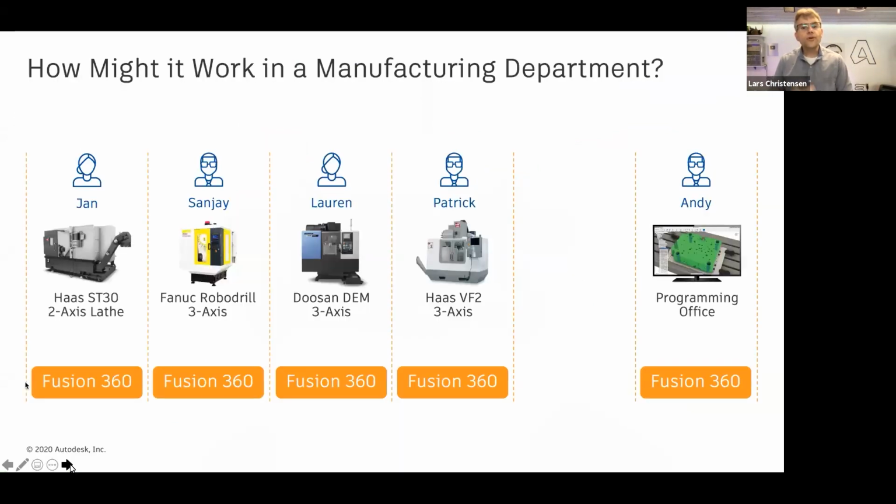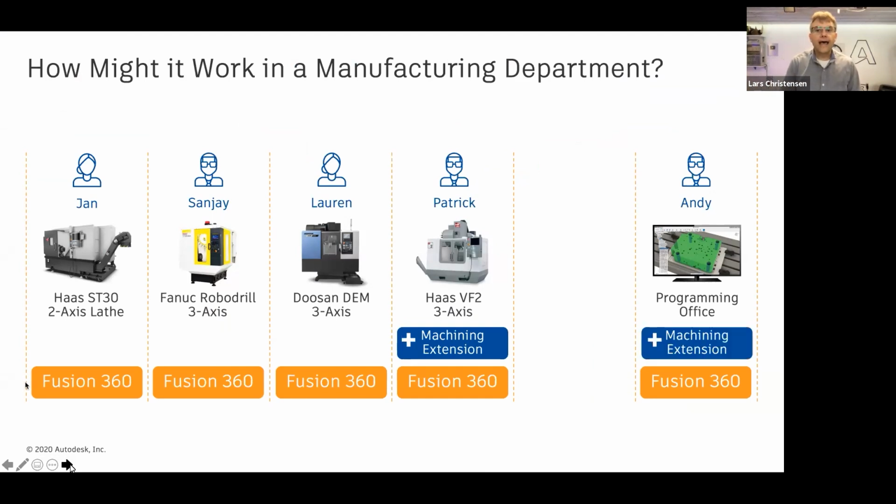So with this, if Patrick wants to utilize this extra function of the spindle probe, he can just turn on the machining extension for his seat of Core Fusion 360. Andy might also choose to turn on the machining extension, so he can also use the probe for part alignment or inspection of the parts. And of course, for the programs he's creating, if Lauren or Sanjay or Jan also have spindle probes, that technology can be used there. His machining extension can be valid on the other people's machines.